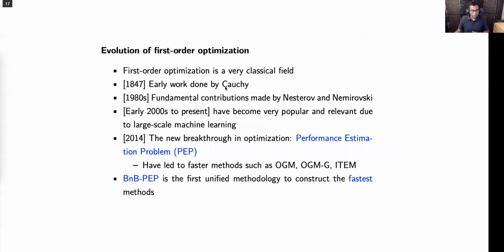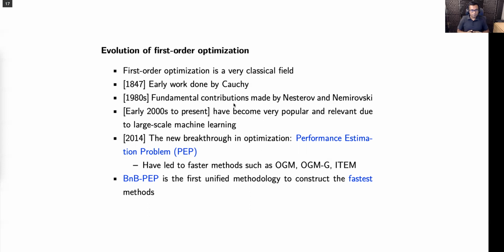A very brief one slide evolution of first order optimization. Of course, it's a very broad and very classical field. I am just showing a very few of those landmarks. It is a very classical field, and some of the early work we can trace back to work done by Cauchy. In the 1980s, many fundamental contributions in this field were made by Nesterov and Nemirovsky. Since the early 2000s to the present, they have become wildly popular and relevant due to large-scale machine learning.